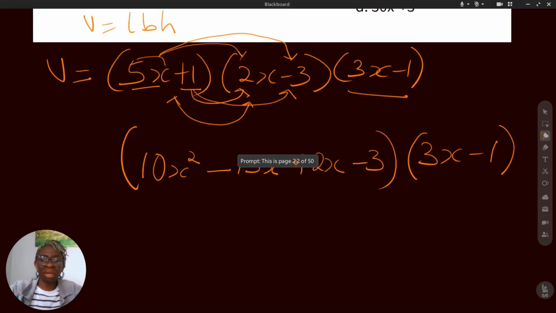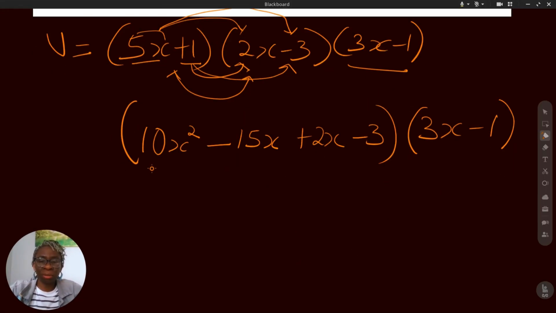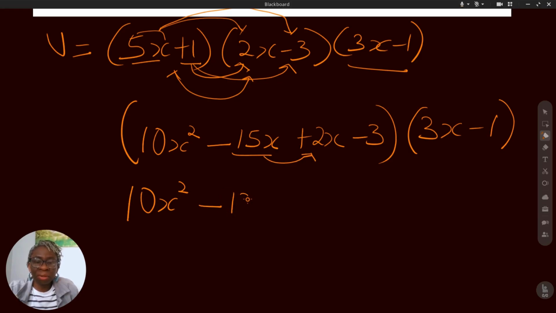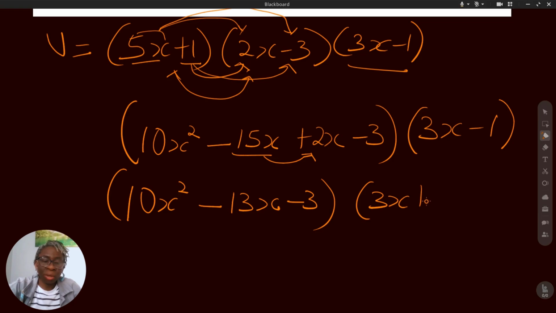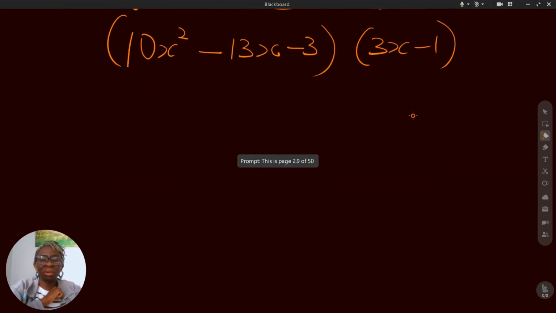First, let's see if we can simplify this first bracket. So we have 10x squared, -15 plus 2 gives -13x, then minus 3. So we are now to multiply this by 3x minus 1. So now let's take it one after the other again.